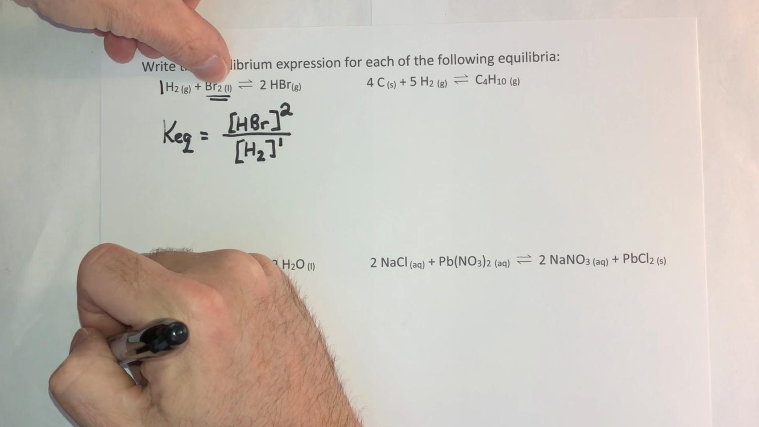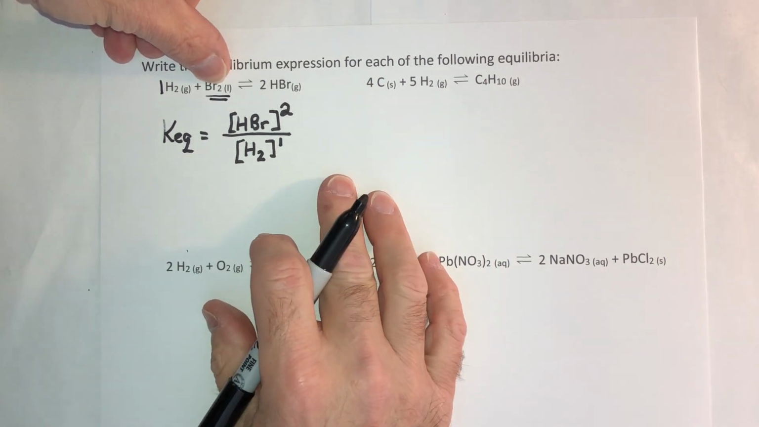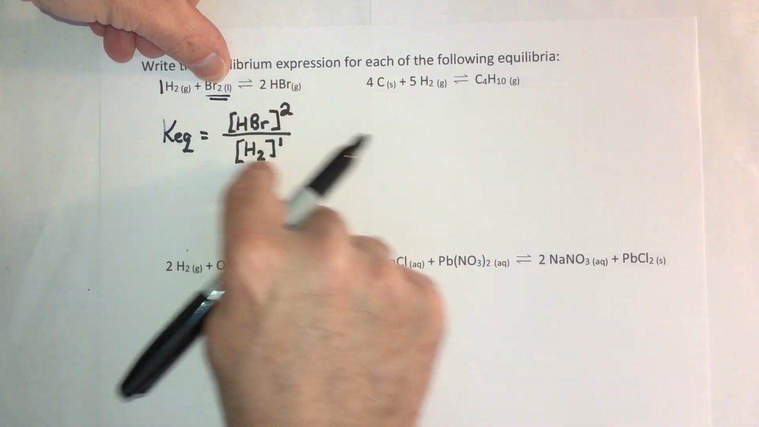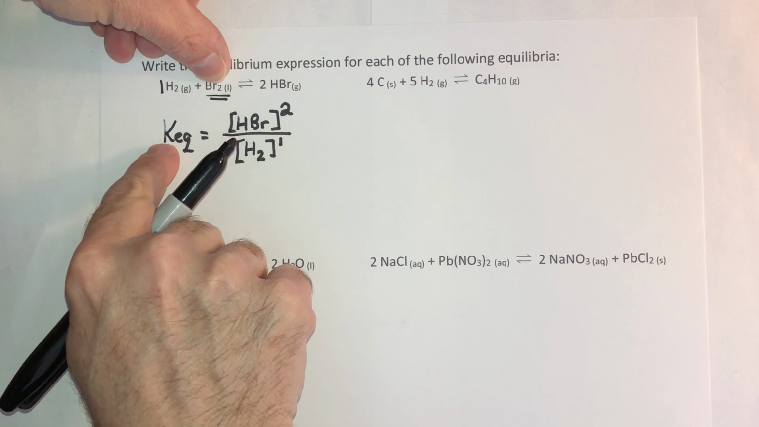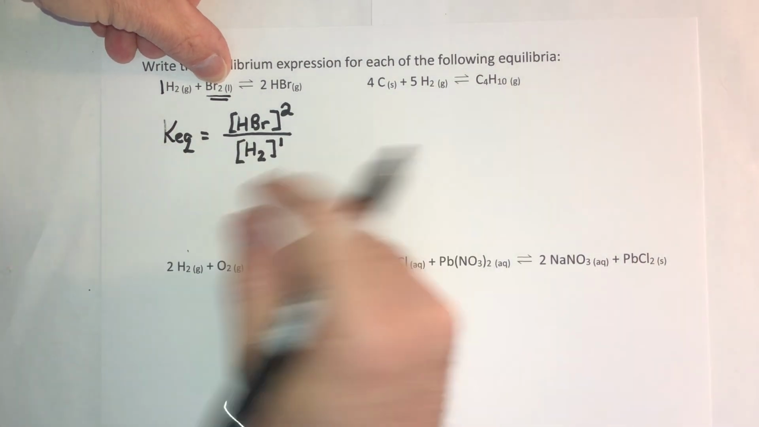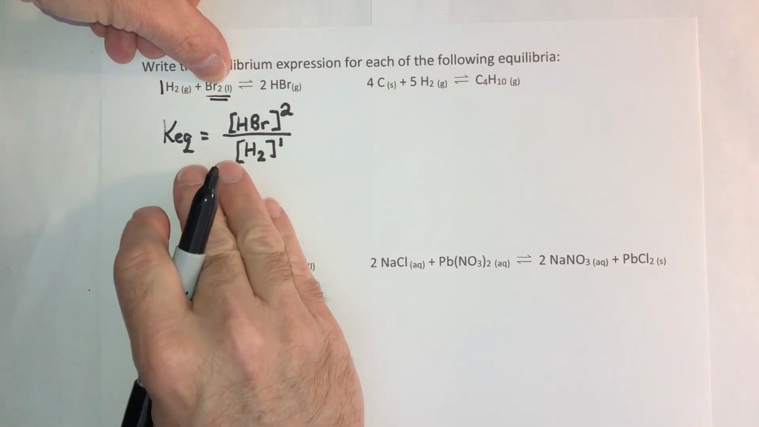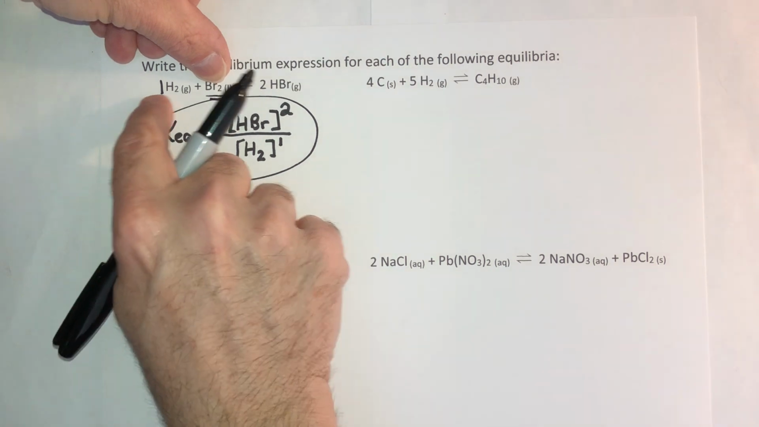And the Br2 is a liquid. Pure liquids have a constant concentration, so it doesn't go into my expression. What we tell ourselves is that it's already built into the equilibrium constant. It's already there, built in. So we just ignore it. And this would be the equilibrium expression. The whole thing is the expression for this equilibrium.